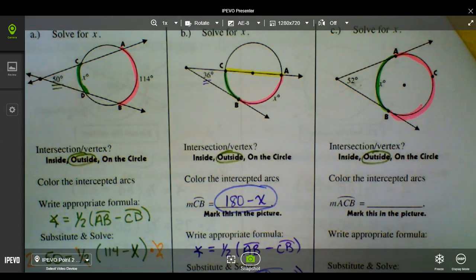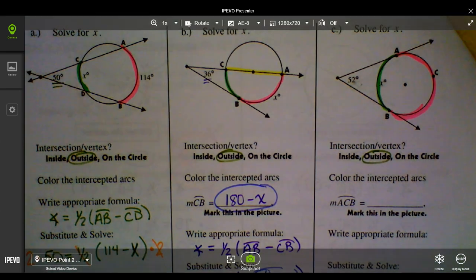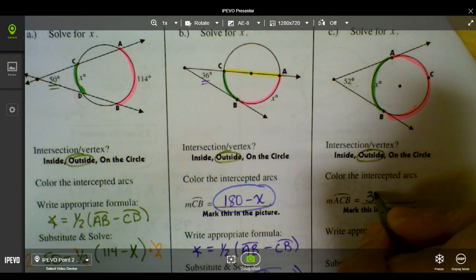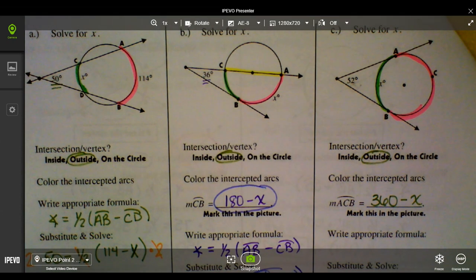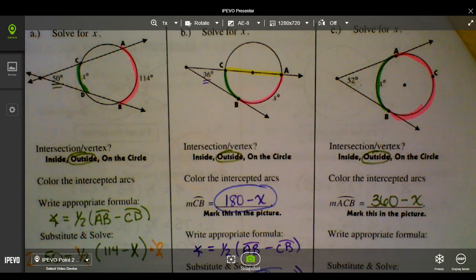But so how do I figure out what is arc ACB over here? So if you'll notice, I highlighted the whole circle. So my major arc is going to be 360 minus whatever x is. And that makes sense, right? So you're taking 360, subtracting this arc out of it. Okay?